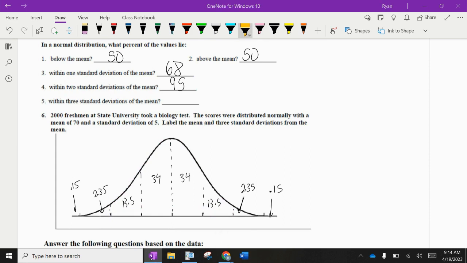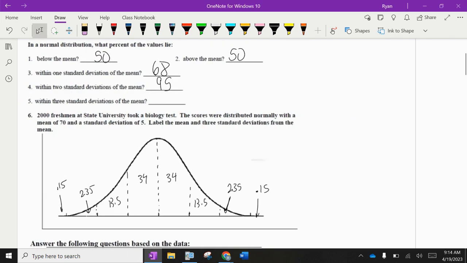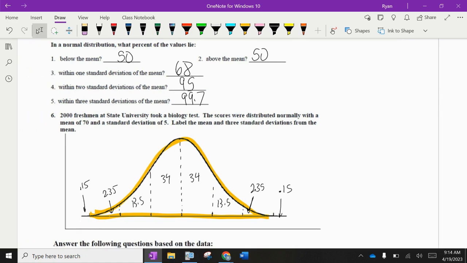3 standard deviations of the mean. So we're going from here to here. Almost all of it. We don't have 0.15 on the right. We don't have 0.15 on the left. If we add those, we get 0.3. So we're 0.3 away from 100, 99.7. And these are all percents.